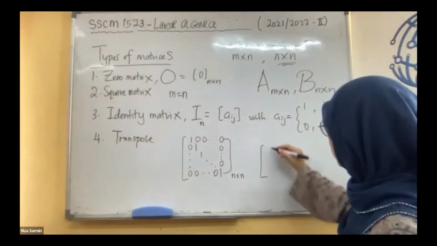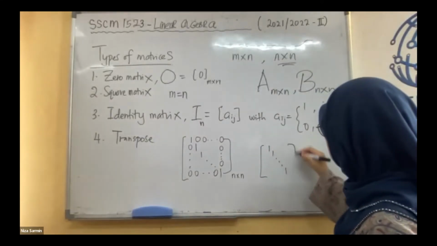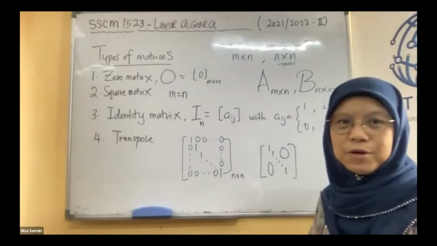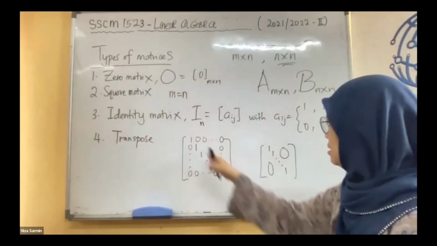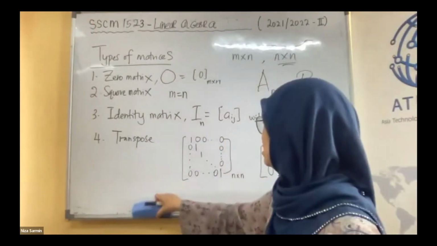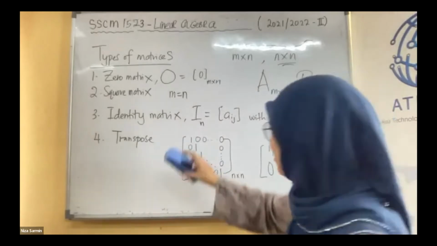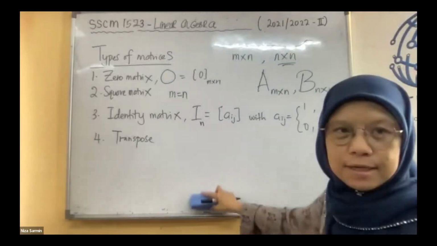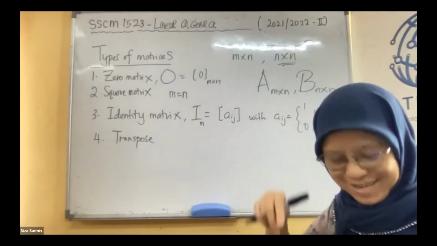Sometimes people just write 1, 1, dot, dot, dot, 1, big 0 here. That means the rest they are 0. And the identity is there. Okay, doctor. So your question is actually for the identity matrix. Yes, doctor. All right. You can lower your hand.